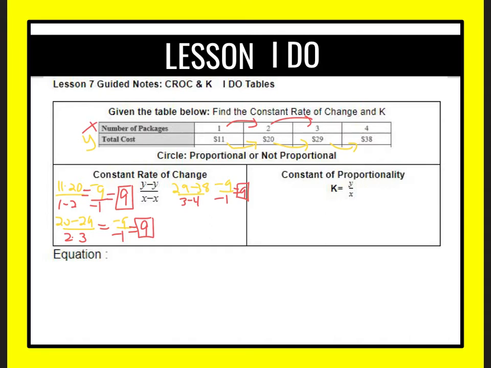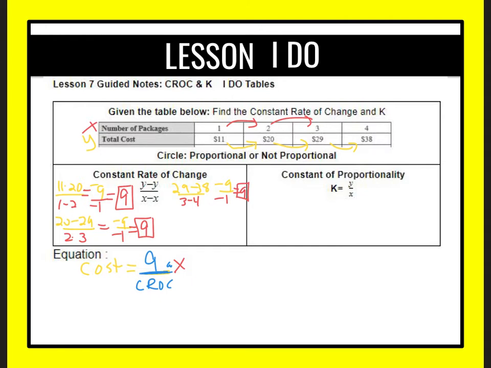And I do. So this is a nice indicator that I am multiplying in order to get my total cost. I have to be multiplying that constant rate of change of 9 times the number of packages that I'm dealing with. Okay, so interesting. I'm going to hold that thought real quick.